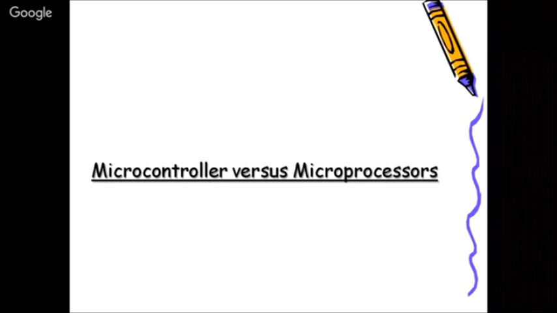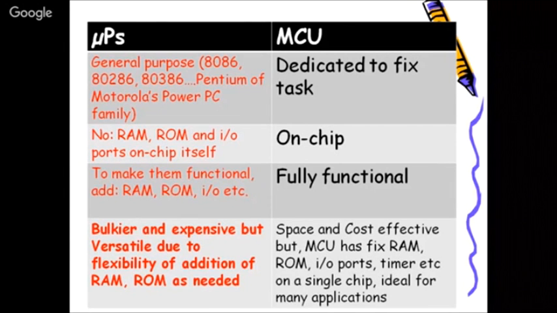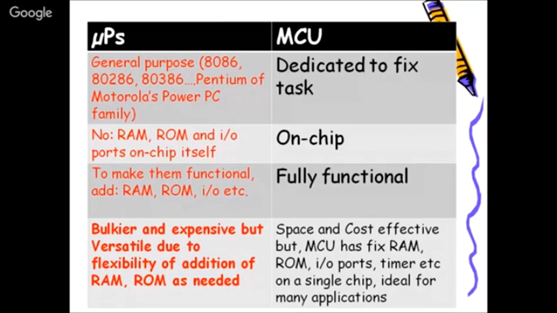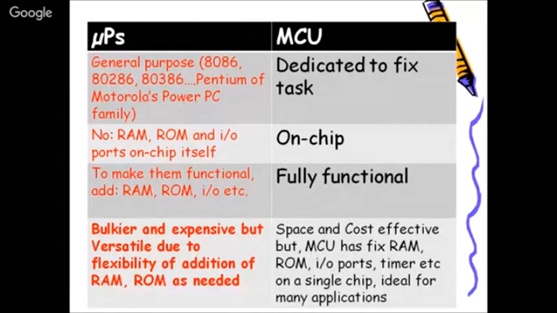Microcontroller versus microprocessor. We have already seen this yesterday: general purpose microprocessors are like 8086, 80286, 386, Pentium, Motorola's PowerPC family. These are what we call general purpose processors, whereas microcontrollers are dedicated to a fixed task. They are not general purpose. And yesterday I had a block diagram which shows that in the case of a microprocessor there is no RAM, ROM, input output ports, or on-chip serial communication, etc.